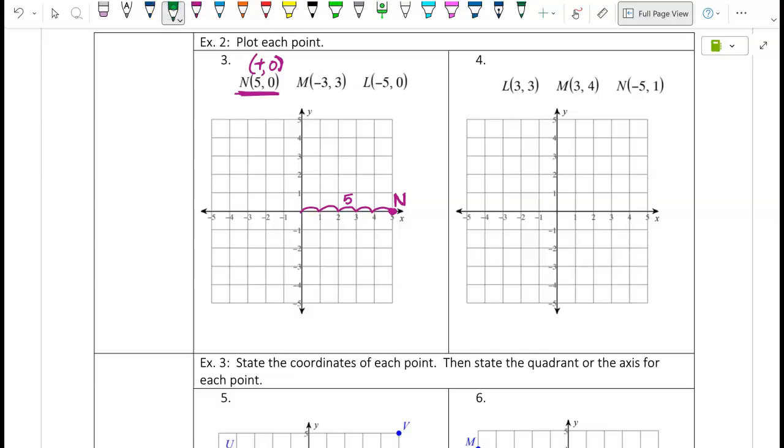The next point is M, negative 3, positive 3. So I have a negative, a positive. So again, I always start at the origin. I'm going to go 3 to the left. There's my minus 3. Then I'm going to go 3 up. And I'm going to label that point M.